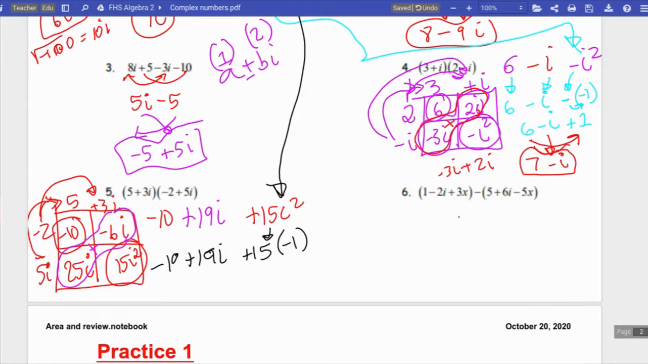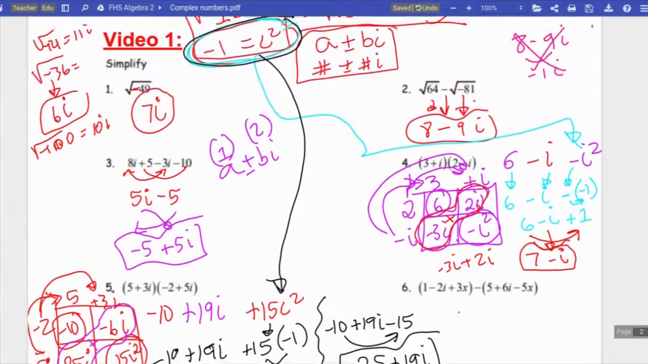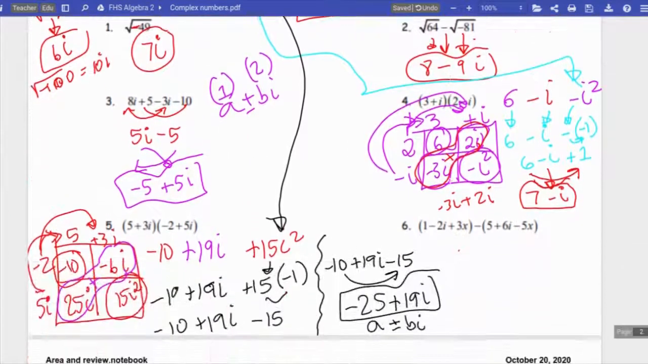So this right here should make negative 15. You still have the 19i. And you still have the negative 10. Now you can combine like terms. Oh, I'm running out of room. Let's do it right here. Negative 10 plus 19i minus 15. Put this together, which gives us negative 25 plus 19i. We're done. How do you know you stop here? Because it's a plus or minus bi. All right, that's a lot, but you got this. You can always go back and watch this video again until you get it.